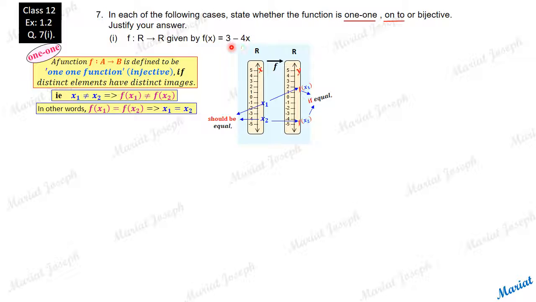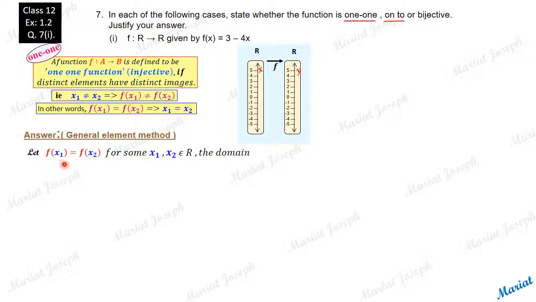Now let's check whether this function follows this definition. I'll go by the second interpretation. Let us take f of x1 be equal to f of x2 for some x1 and x2 of the domain. Let the images be equal. Now, what do we mean by f of x1? F of x1 must be 3 minus 4x1. F of x2 is 3 minus 4x2. So this equation can be rewritten as 3 minus 4x1 equal to 3 minus 4x2.